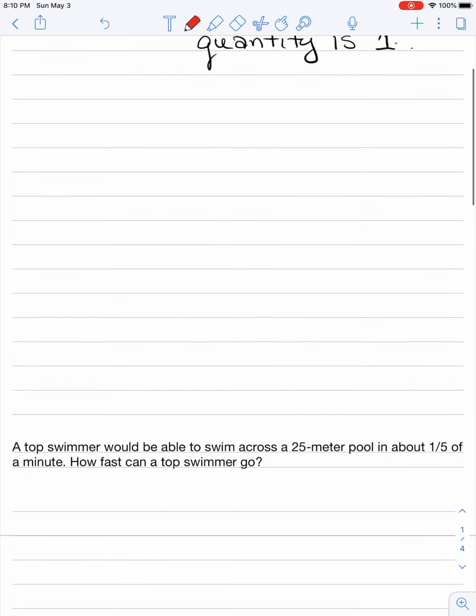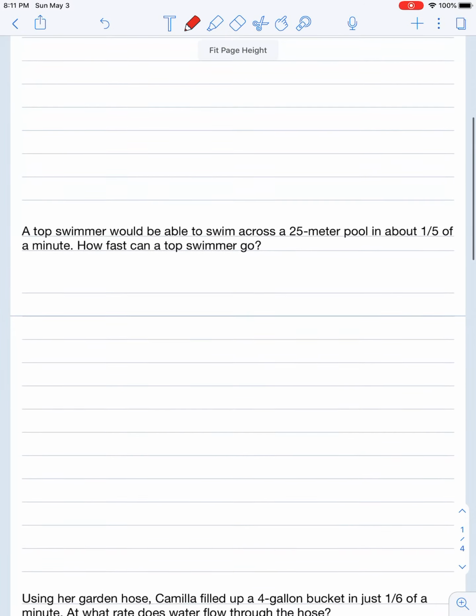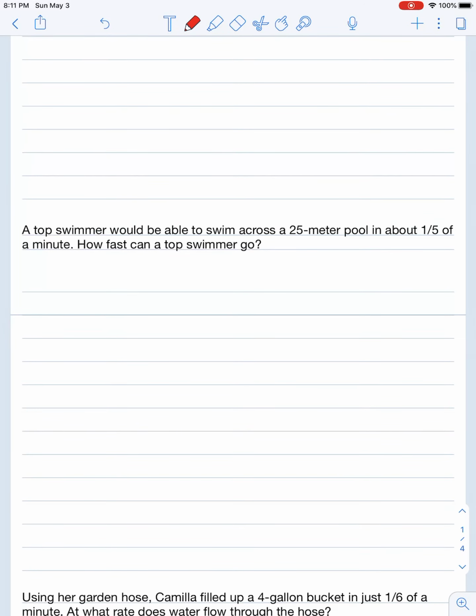Since we're dealing with fractions, it's going to be a little bit different. So let's take a look at this. Okay, we have an example here. A top swimmer would be able to swim across a 25-meter pool in about 1/5 of a minute. How fast can a top swimmer go? Okay, so let's look at what's important here. The distance is going to be 25 meters, and the time is going to be 1/5 of a minute. And so when they say how fast can a top swimmer go, they're looking for speed or unit rate.